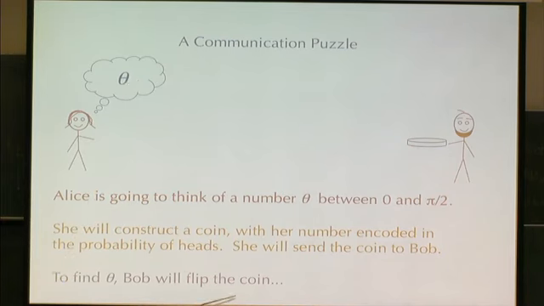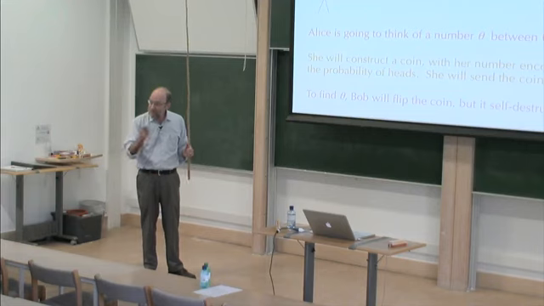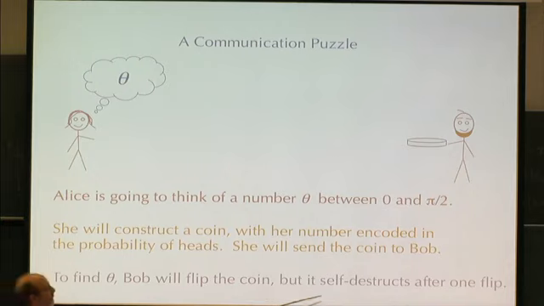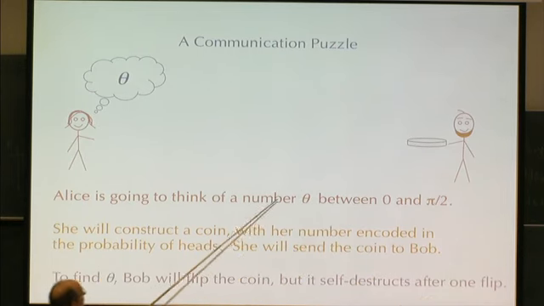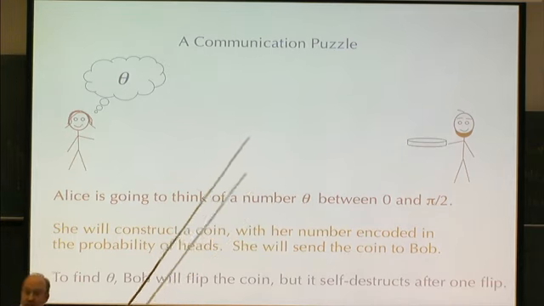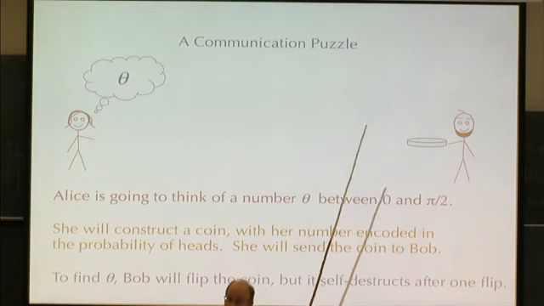So Bob will flip the coin, but in this iteration of the game, the coin self-destructs after one flip. So this is going to be very limited. He tries to toss the coin, it self-destructs after one flip. So he's not going to get much information. But the question is, what is the best they can do? And I should say, theta is going to be uniformly distributed between 0 and pi over 2. So both Alice and Bob know that Alice is going to choose at random a theta between 0 and pi over 2, uniform over that interval.